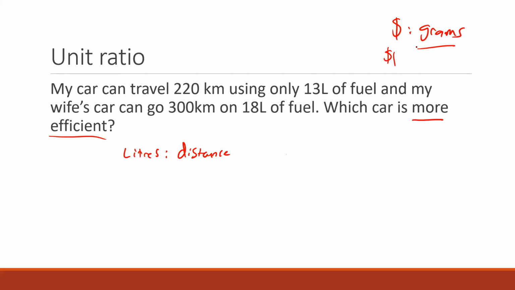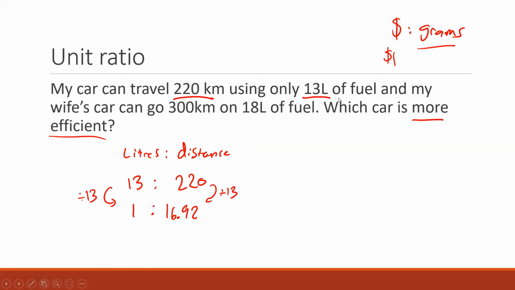So let's do my car first. My car has 220 kilometers on 13 liters of fuel. That's 13 liters to 220. So then I'm going to divide both sides by 13, which is going to give me 220 divided by 13 is going to give me 16.92. Okay, so beautiful.